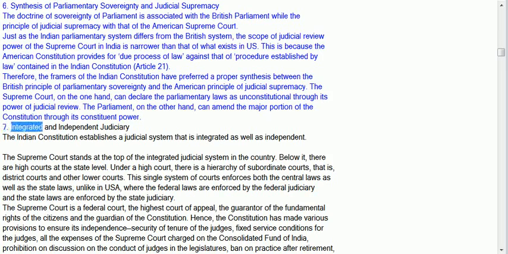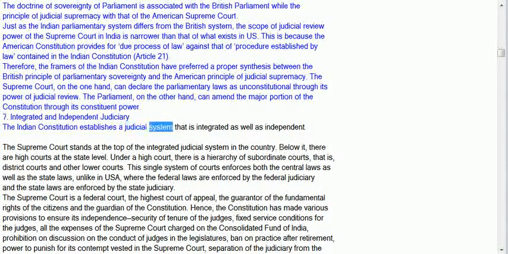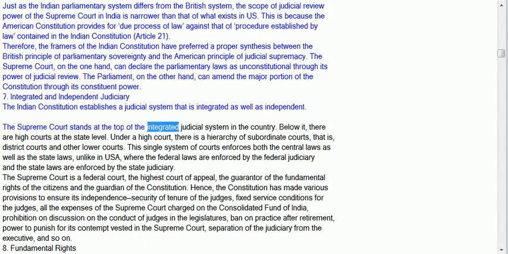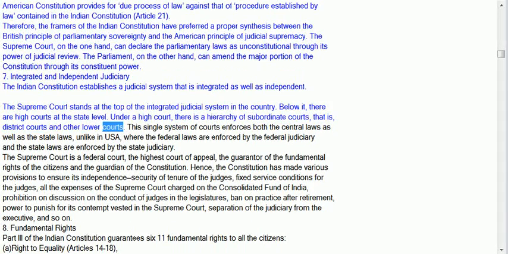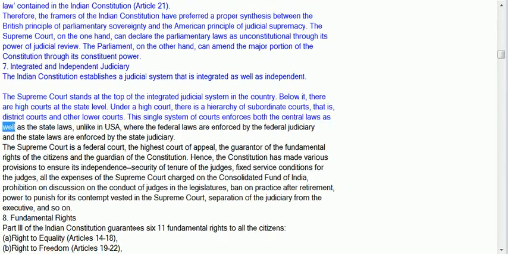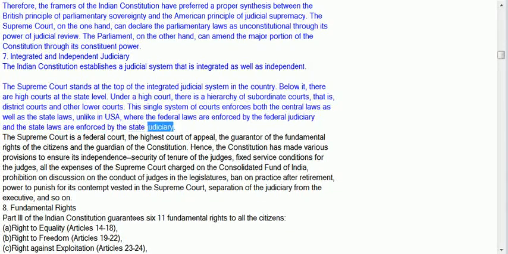7. Integrated and independent judiciary. The Indian Constitution establishes a judicial system that is integrated as well as independent. The Supreme Court stands at the top of the integrated judicial system in the country. Below it, there are high courts at the state level. Under a high court, there is a hierarchy of subordinate courts, that is, district courts and other lower courts. This single system of courts enforces both the central laws as well as the state laws, unlike in the USA, where the federal laws are enforced by the federal judiciary, and the state laws are enforced by the state judiciary.